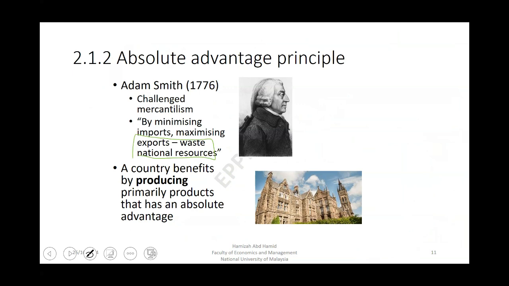So, according to him, a better approach is that a country will benefit more by producing primarily products that have an absolute advantage, meaning that if a country has a lot of resources, they have gold, they have silver. So instead of selling both, you only sell one.